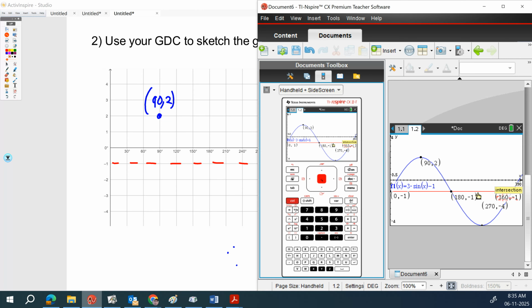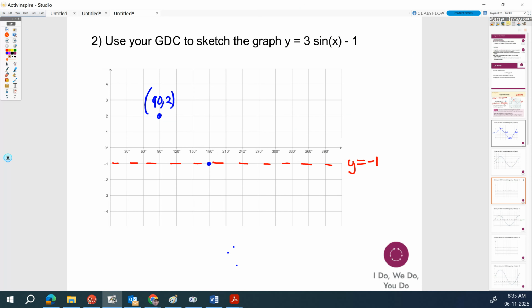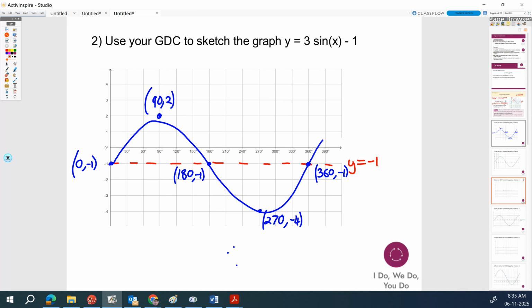180, -1. So we're going to go through here. We go through here. 270, back again to here at 360, comma, -1. These are our 5 key points. We start off here at 0, comma, -1. We go up and down, up.